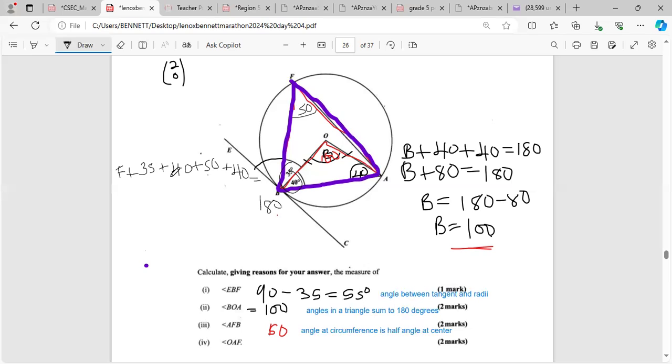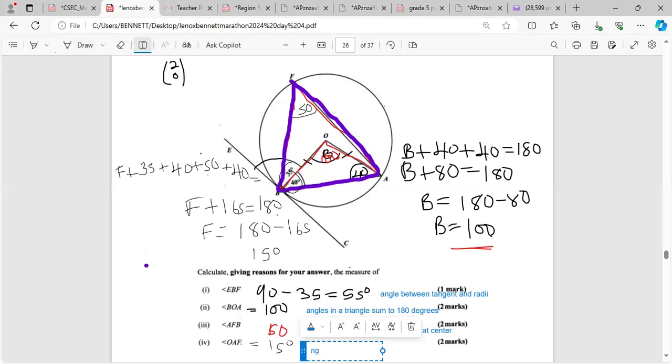And then we add this. 40 and 40, 80. 80 plus 50, 130. 130 plus 35, 165. So the piece we leave will be 180 minus 165, which is 15. So this is equal to 15. And we can say angles in a triangle sum to 180 again. Guys, just stop here for tonight.